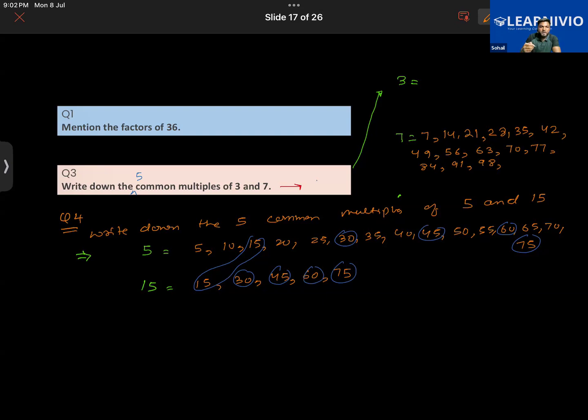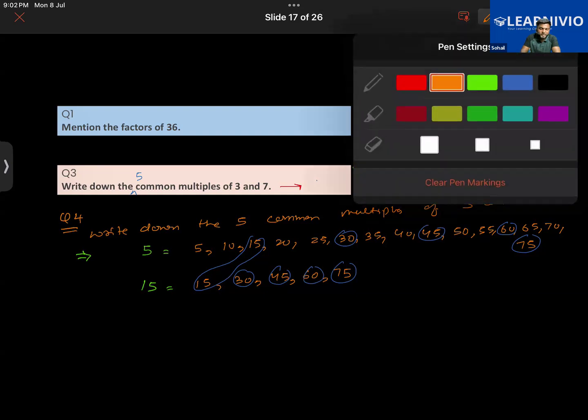You simply have to add 7 at each step. Then you have 105. Getting it? Then you have 112, 119. Then 126, 133, 140, 147. Like this, you can continue. Okay, so we have enough multiples of 7.